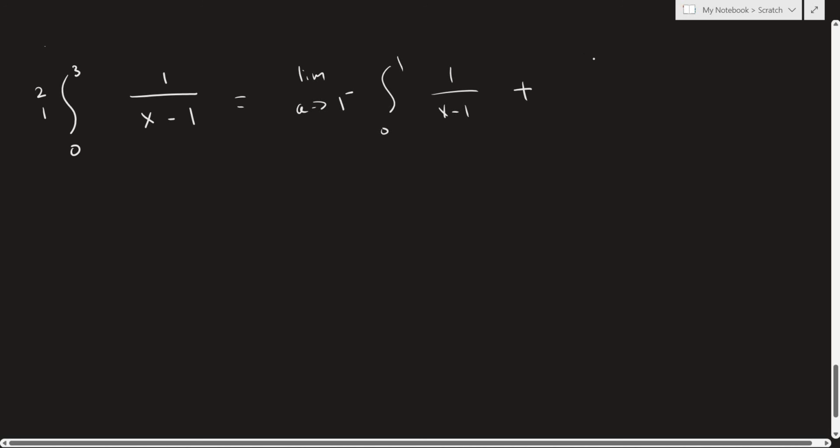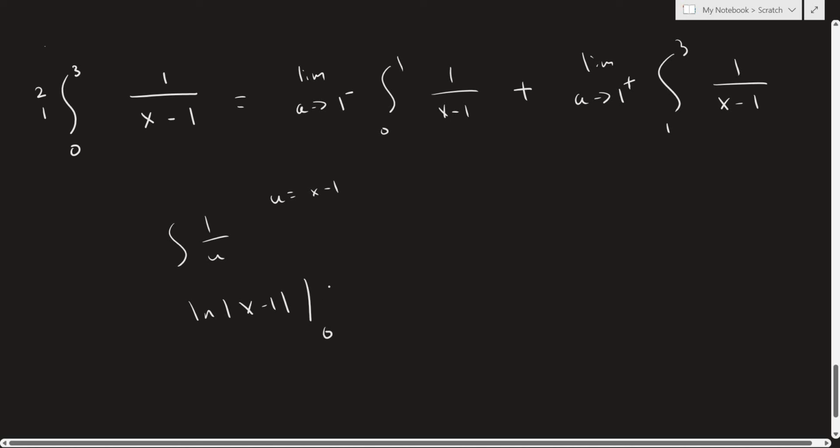And the other one is limit a is going to 1 from the right, since 1 to 3 is greater than 1. 1 over x minus 1. Great. So now just apply the rule. So find the integral, where I'll take u as x minus 1. It's going to be 1 over u. And the integral of 1 over u is ln u, which is ln x minus 1. Great. So we have this ln x minus 1 between 0 and 1. And we have this one also ln x minus 1 between 1 and 3.